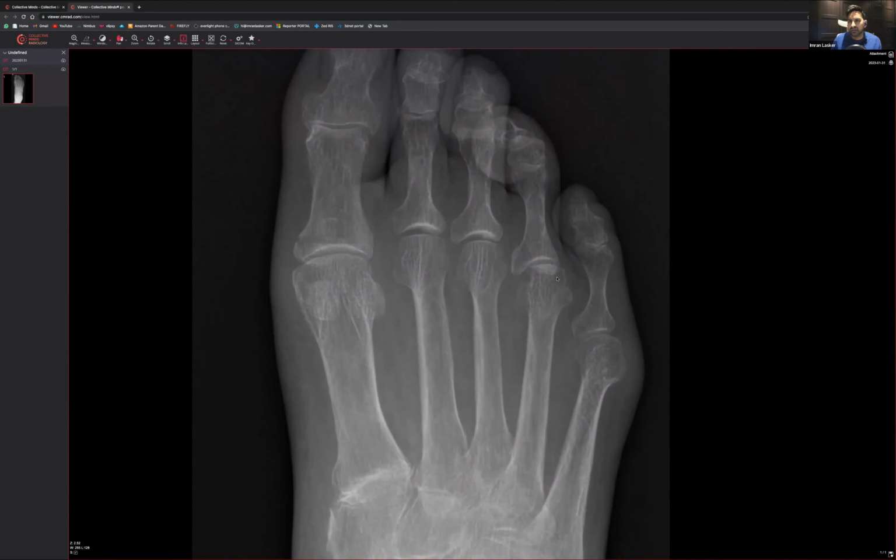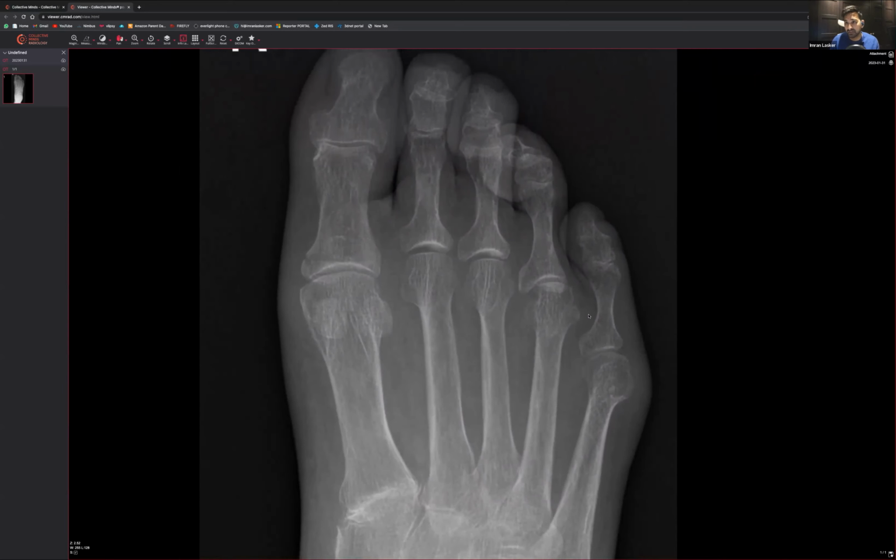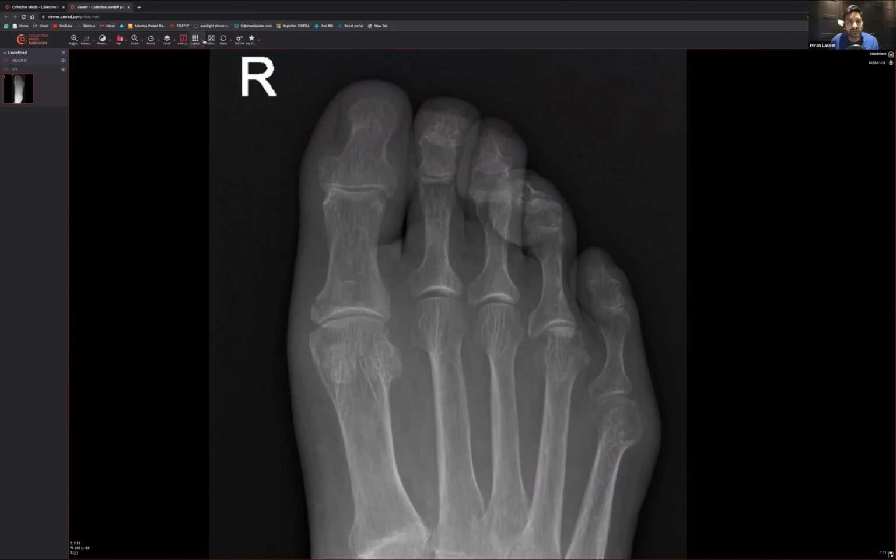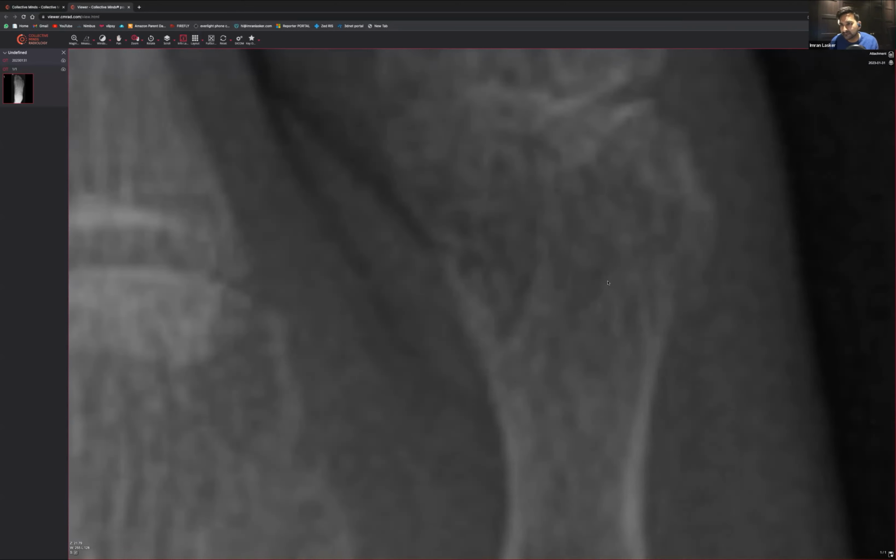Okay, I'll find that out. So then we go to the base. So we look at the heads of the metatarsals. They all look okay as well. Let's have a look. Let's zoom in.